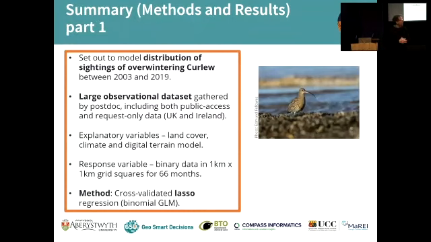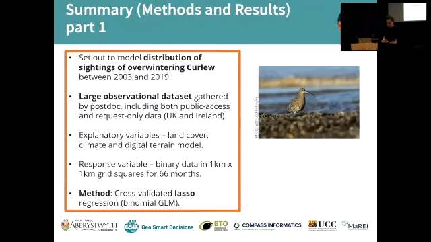So let me just recap what we've done. We set out to model the distribution of sightings of overwintering curlew over this 15 or 16 year period. We had a big observational data set, public access and request only data. We included land cover variables. We included some climate variables, including things like the number of frost days, the number of days below a 5-degree threshold, which was part of Catherine's PhD. And we also had the digital terrain model. And then we were trying to model the observations of curlew over those months.